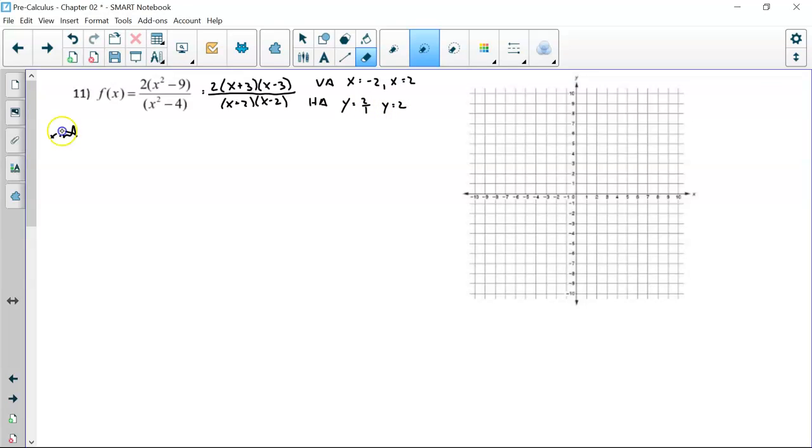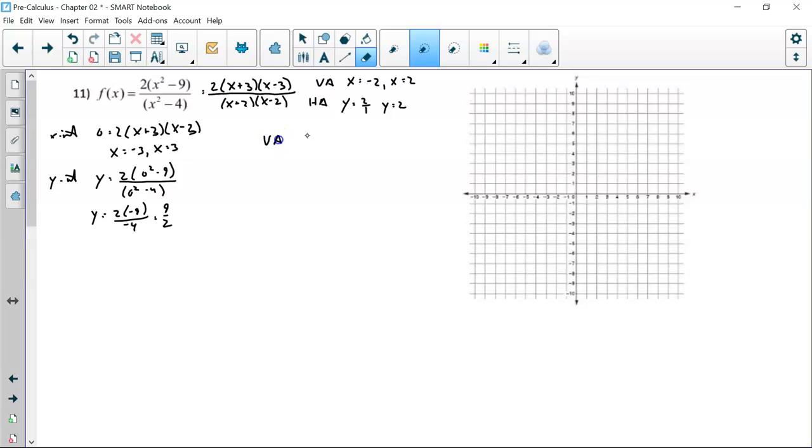Our x-intercept, real zeros of the numerator. So 0 equals 2 times x plus 3, x minus 3. So x equals negative 3, and x equals positive 3. Our y-intercept, I'm going to use the original actually, just because it's a little bit easier. Y equals 2 times 0 squared minus 9 over 0 squared minus 4. So it's 2 times negative 9 over negative 4. So it's negative 18 over negative 4, which is a positive 9 halves.